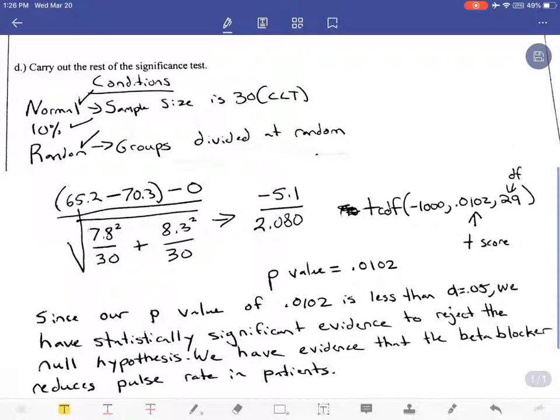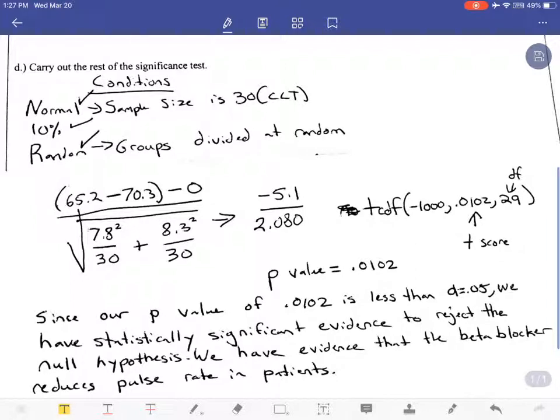All right, moving on to part D. It says carry out the rest of the significance test. So we just dealt with the first part, dealing with the hypotheses. Now we have to go through the rest of the parts. Remember, anytime we're doing a significance test, we've got four different parts. Hypotheses, which we just did, conditions, we calculate our p-value after that, and then lastly, we do our interpretation based on what our p-value is.